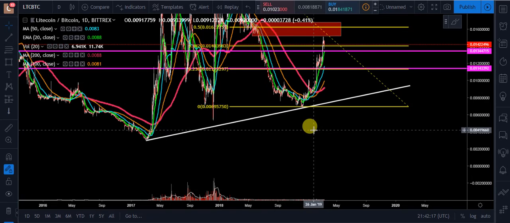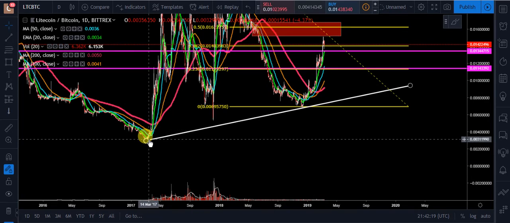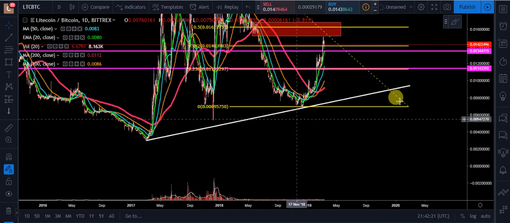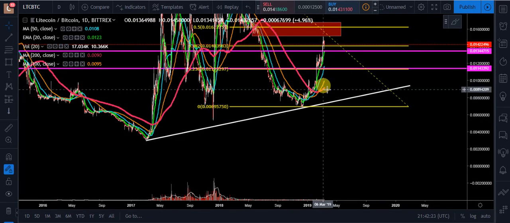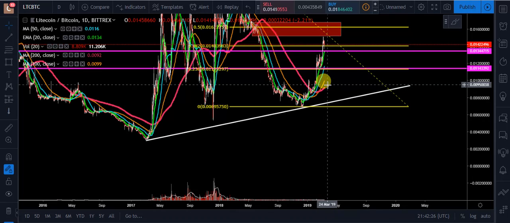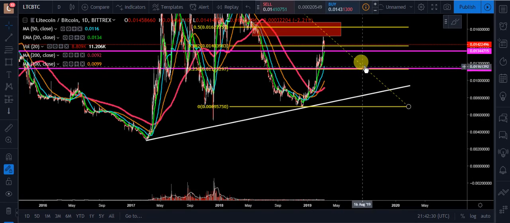So what you're seeing here is that this trend line is what we would ultimately need to hold. If we start having candle closes below this and we lost the 200-day moving average, that would be bad, guys. You would probably want to get out, just to let you know, in terms of the LTC BTC. But right now everything's looking great.